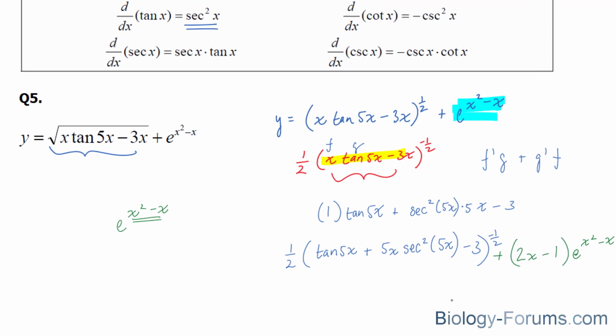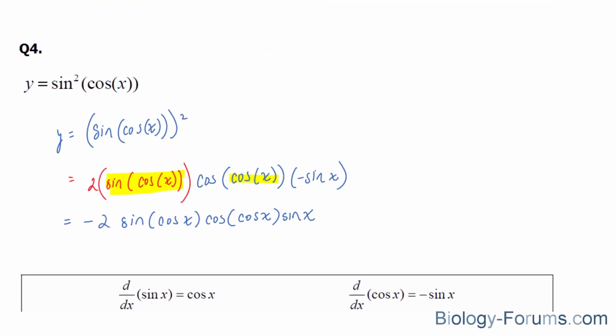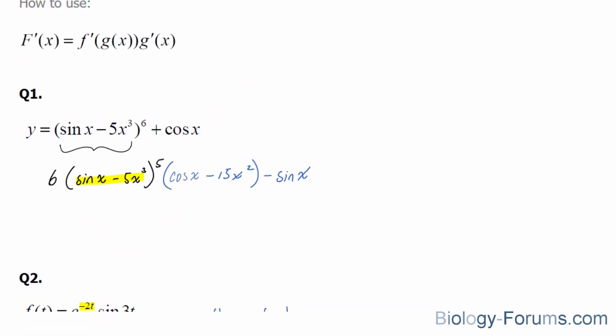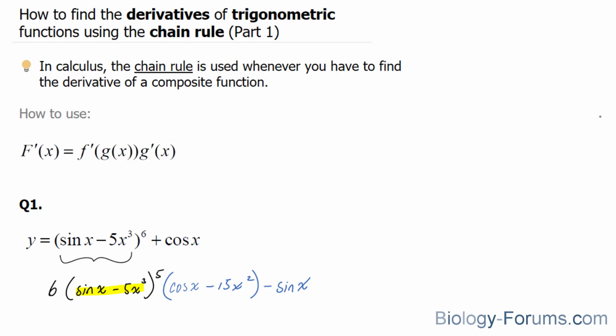Those are 5 solid examples on how to use the chain rule with trigonometric functions. The next video will concentrate on more examples related to trigonometric functions and the chain rule.